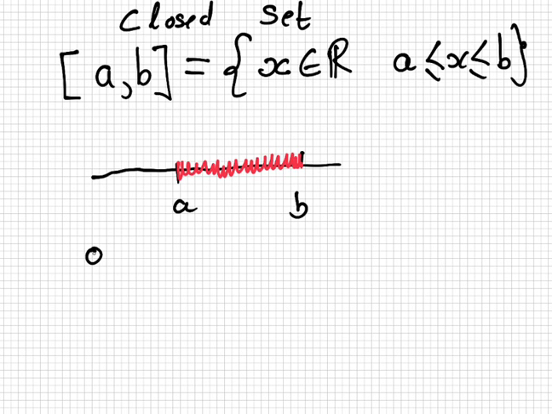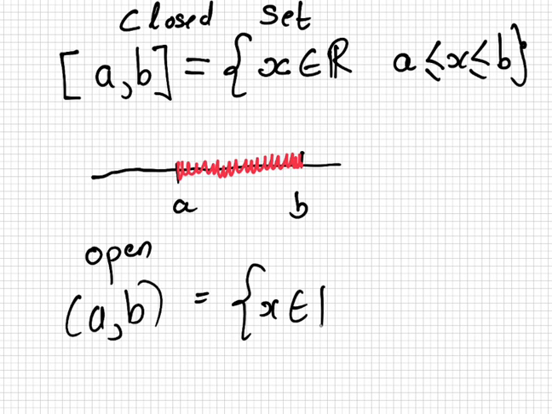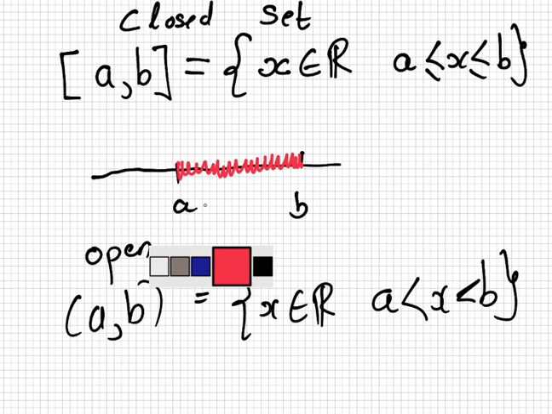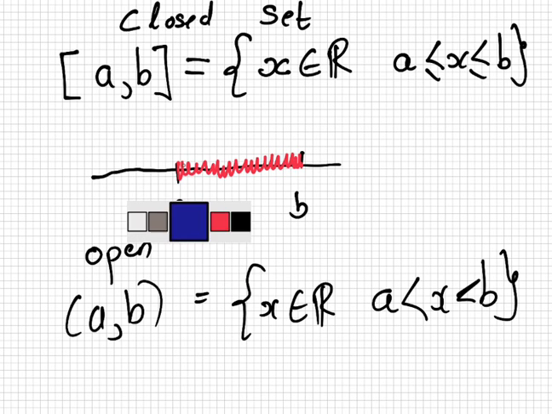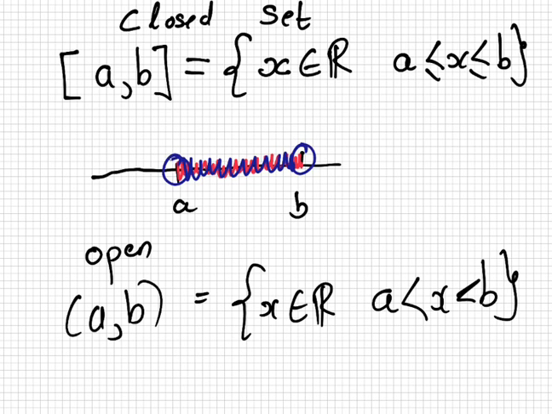And an open set is this one. It's the same idea, except we don't include the A and the B. So it's all the numbers between A and B except A and B. So again, it would look like the same thing, except A and B are not included. That's the only difference. This is called an open set.